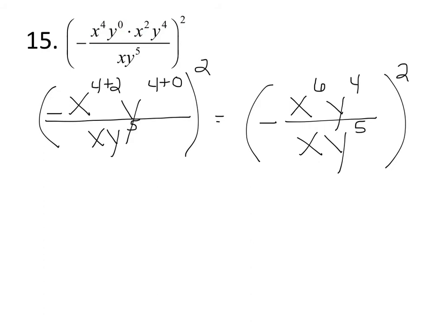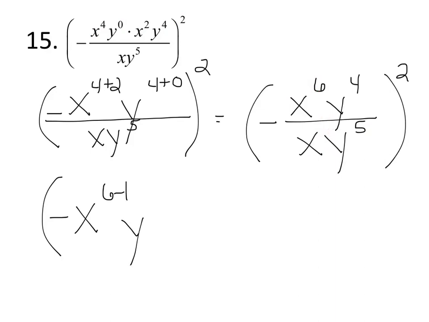So now we're still dealing with the inside of the parentheses, but we're going to subtract the exponents because we're dividing. So we've got negative x. So we're going to do 6 minus 1.